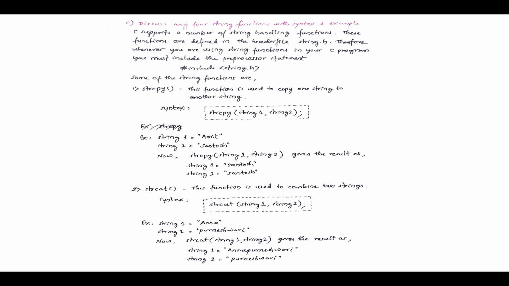strcat means it is the concatenation function, which is used to combine two strings. For this also we need two strings. String 1 has Anna and string 2 has Purneshwari, which gives the result as Anna Purneshwari.